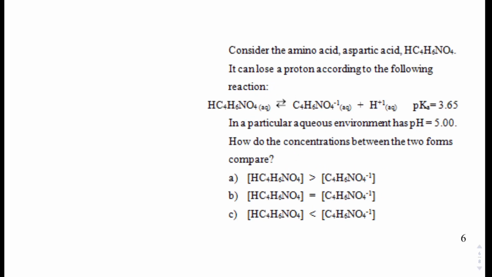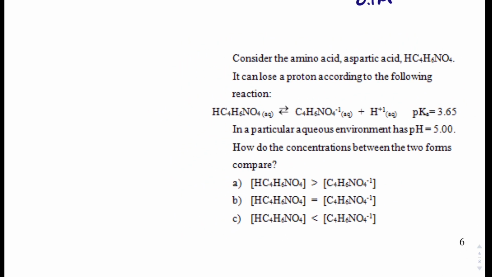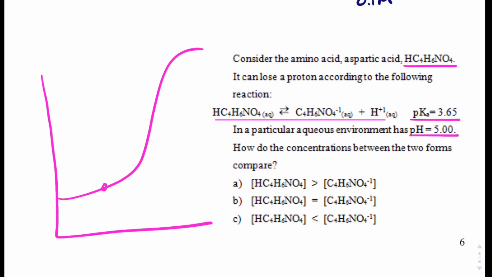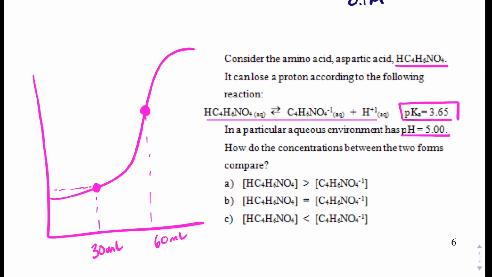Okay. So what would we see here? We've got an amino acid, aspartic acid, and it's got a reaction. It gives us a pKa of 3.65. And if we're at a pH of 5, how does the concentration between the two forms compare? So I kind of think about this as a titration curve. At the halfway point, that's where pH equals pKa. So I'm just going to give a number, 30 milliliters, which means right about here, it's going to be about 60 milliliters. And they tell us that this pH at the halfway point, that's what the pKa is, 3.65.